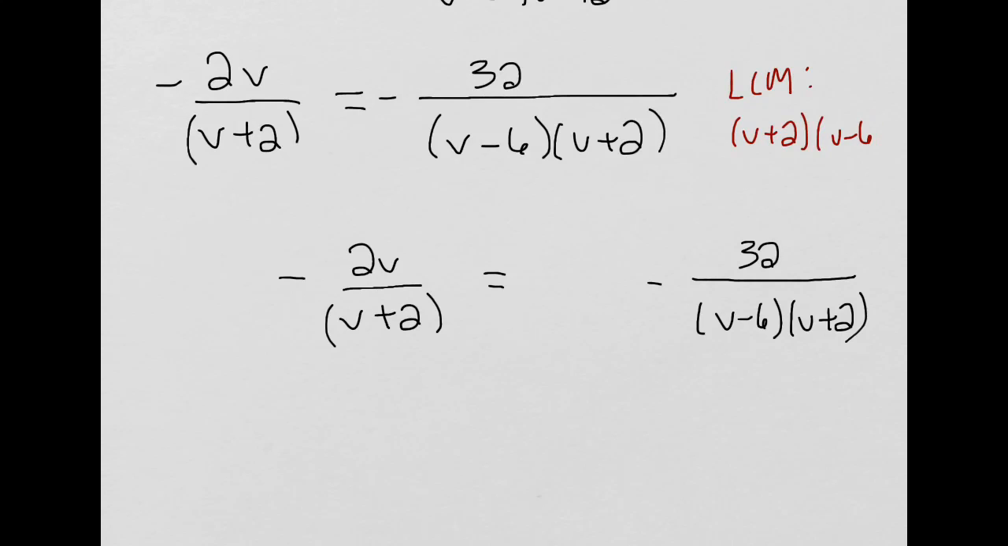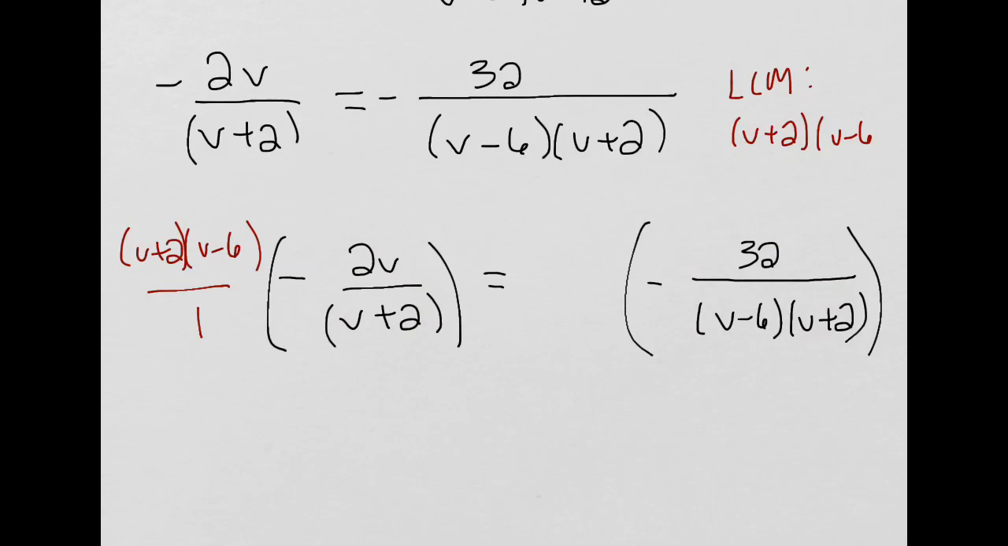Okay, so I've rewritten my equation down here, and now I'm going to distribute this guy to both sides of my equation. So I'm going to start by putting my terms all in their own little parentheses, and then I'm just going to write v plus 2 times v minus 6 over 1 in front of each term.